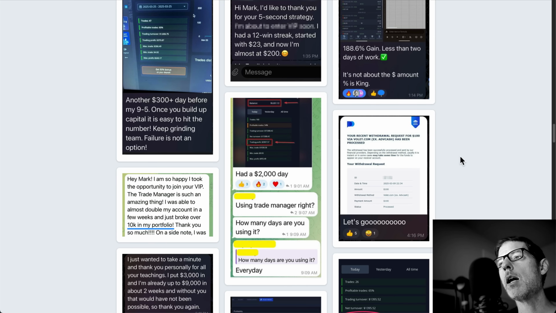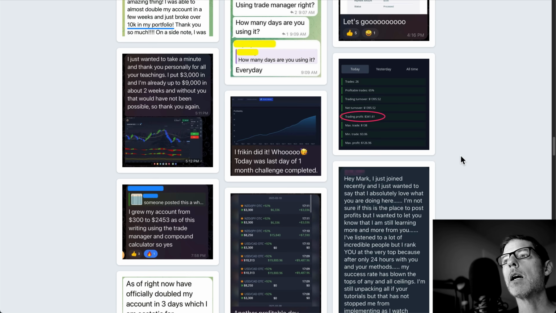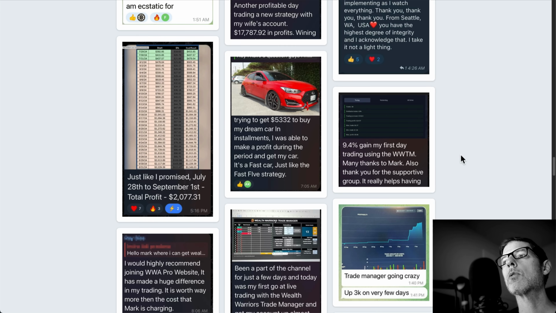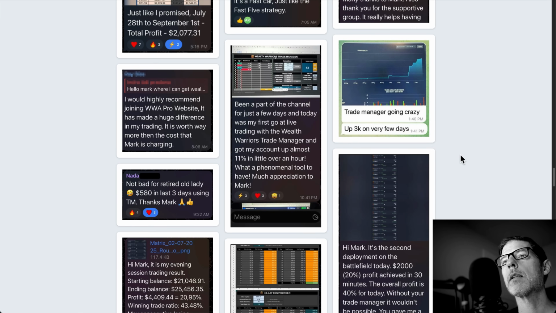We have members that are compounding their account, seeing consistent growth over weeks, over months. It's all documented right here. Guys, these are not my screenshots. These are the screenshots from our students. And if you look at these, it's going to make it real. And that's the thing, when you're getting ready to sign up for something or you want to join something, you have no idea. And the biggest question is: is this going to work for me?